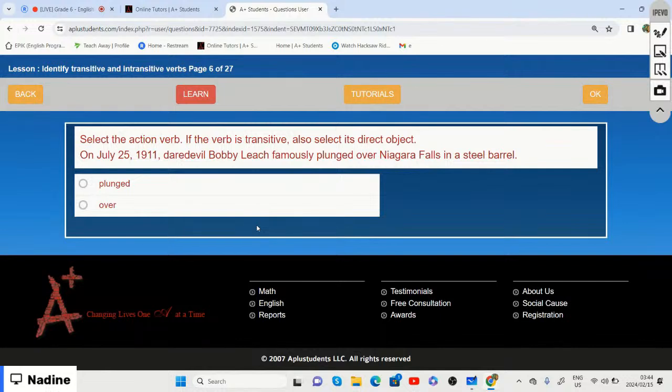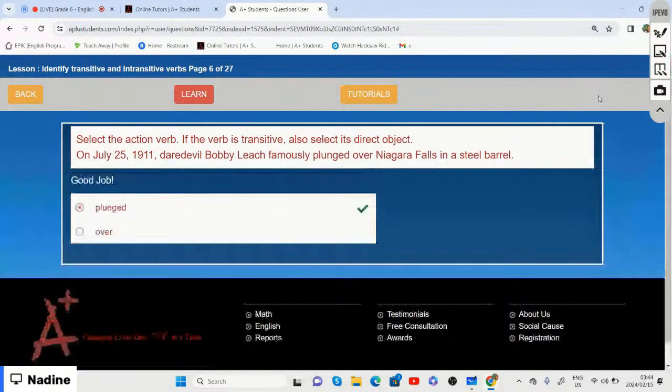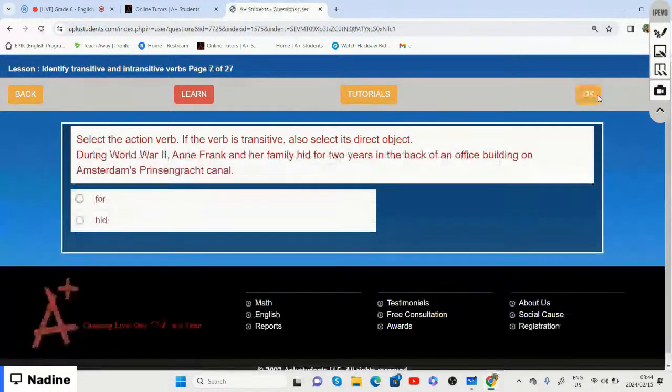All right, and if we select the verb, we say it is plunged. And plunged is correct. So well done. Now we're going to select the action verb, because the verb is going to be intransitive.